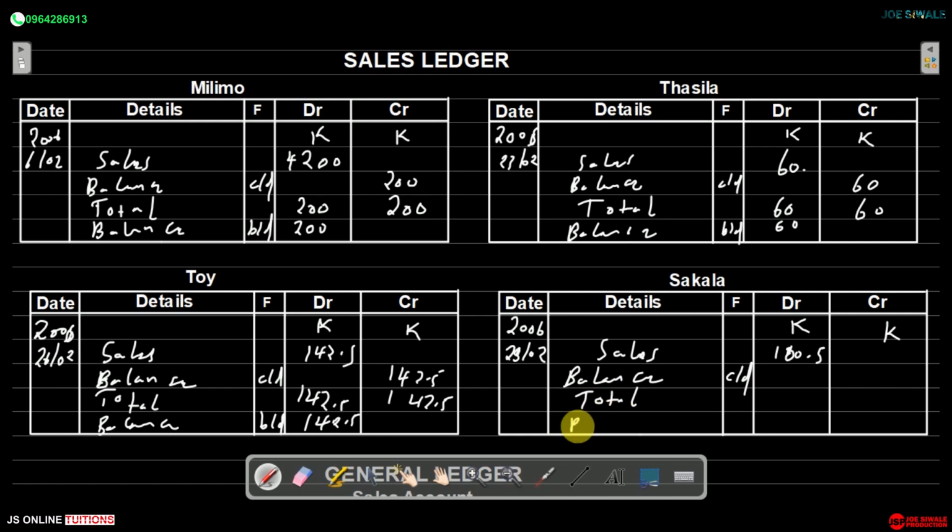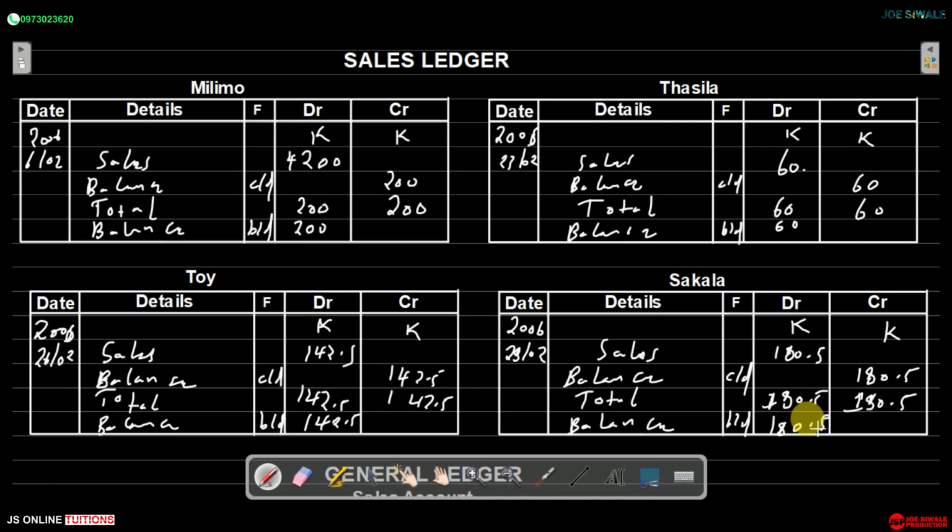We have the balance brought down. So the total there, we're going to have 180.5 on the debit side and 180.5 on the credit side. To find the balance carried down, it's going to be shown on the credit side as 180.5. Then the balance brought down is going to be shown on the debit side as 180.5. So as you can see, we are done writing down the personal accounts of customers in the sales ledger.